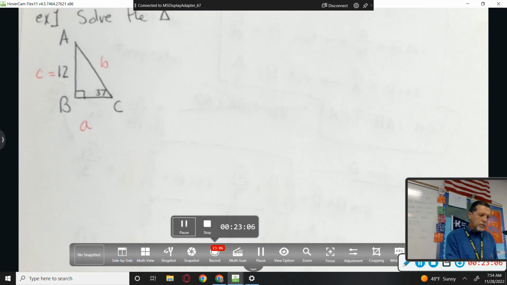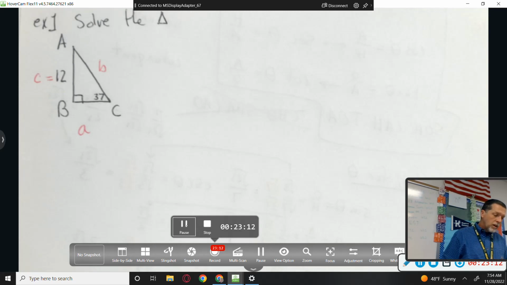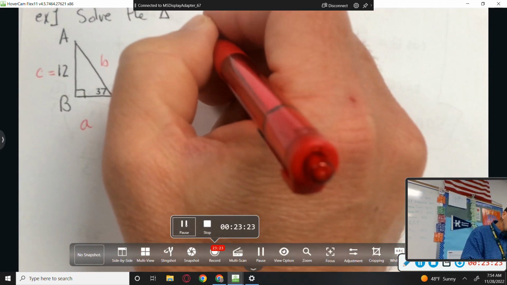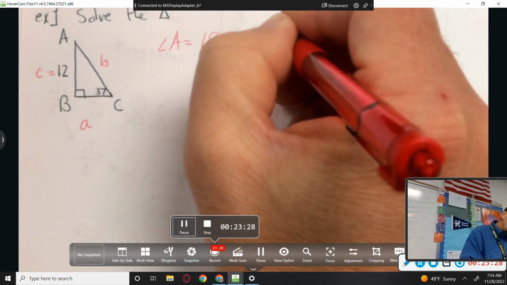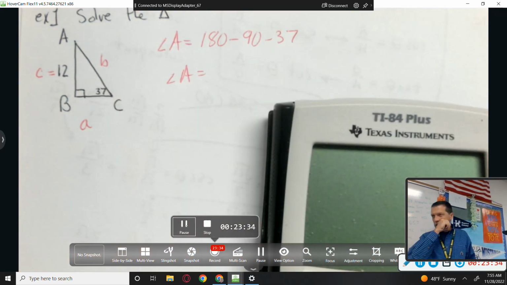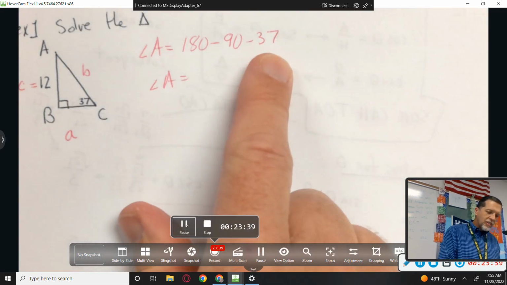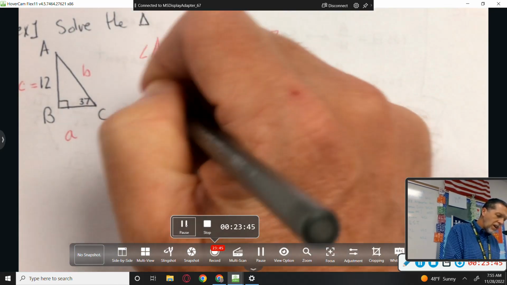All right, so we're missing angle A, missing side A, and missing side B. Which one do you propose that we find first? Angle A. I like that answer. How can we find angle A? Yeah, you just add 90 and 37. Yep. And subtract it from 180. 180 minus 90 minus 37. You will have a calculator, so if your integer math in your head is a little rusty, 90 minus 37 is 53. So angle A is 53 degrees.